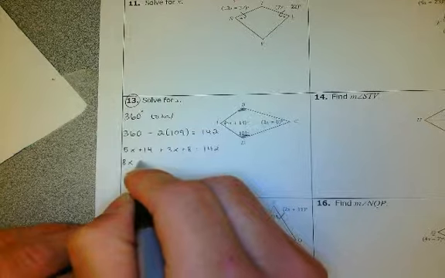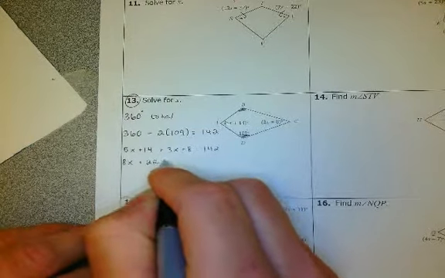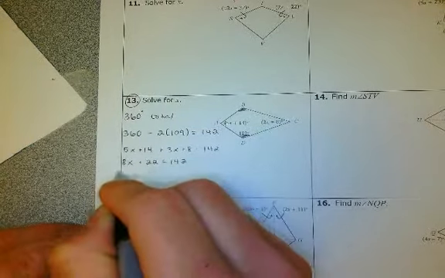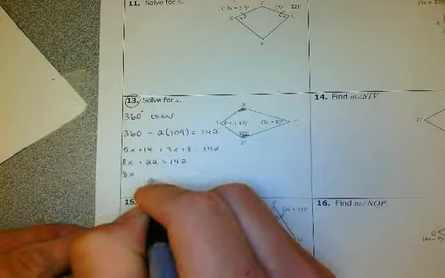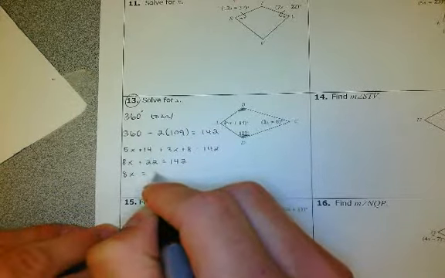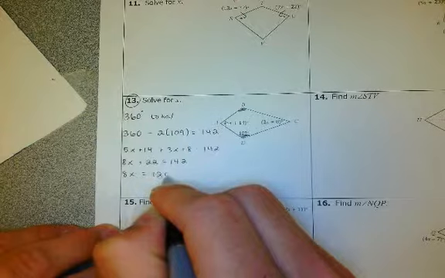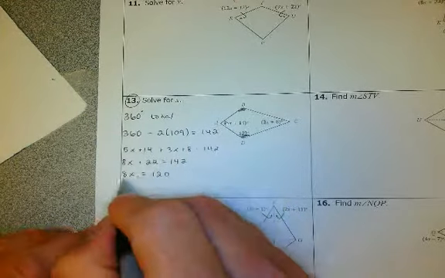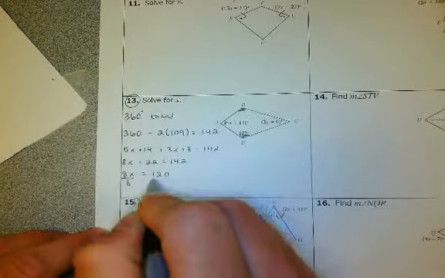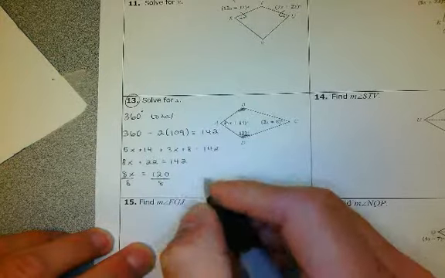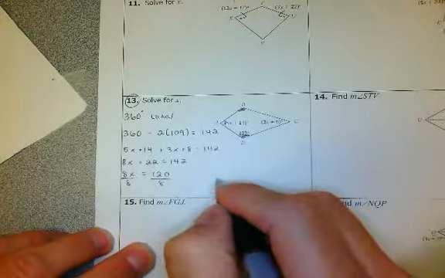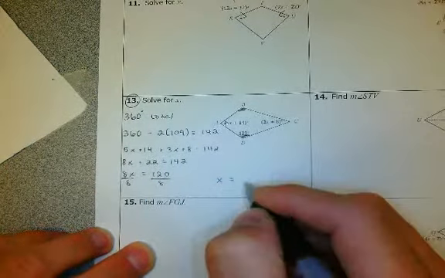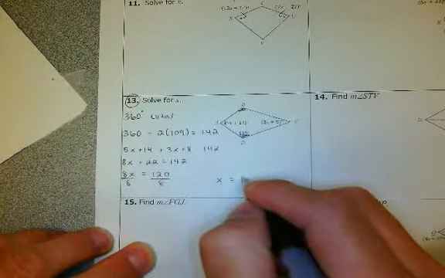8x plus 22 equals 142. 8x is equal to 120. Divided by 8 on both sides, that's going to give me my answer. Remember, we were trying to solve for x. The x is equal to 15.